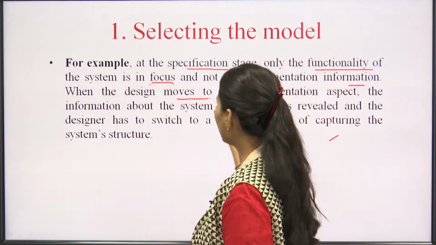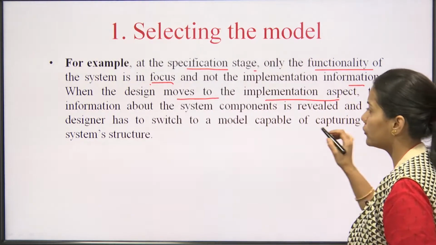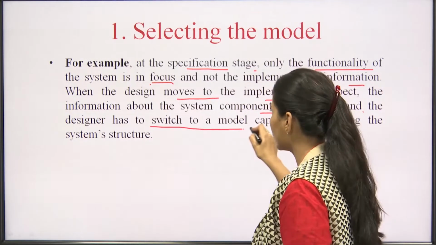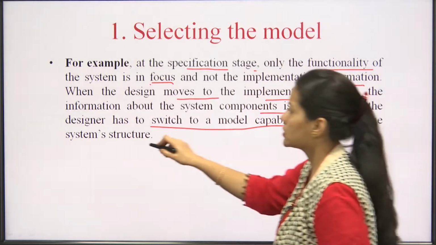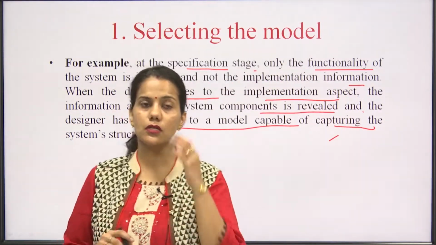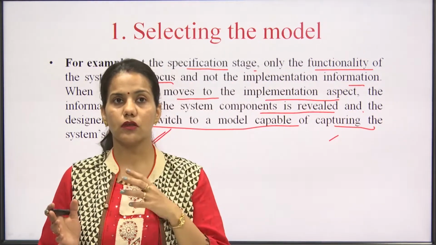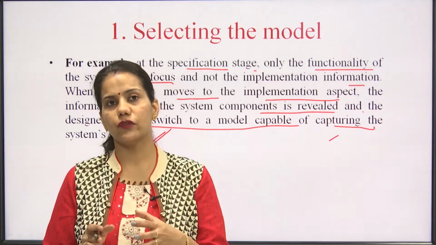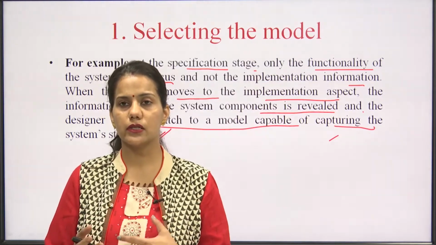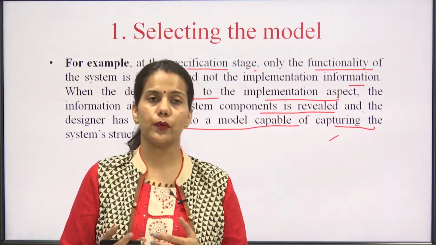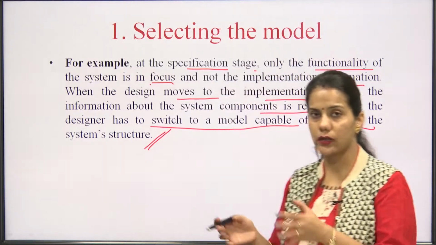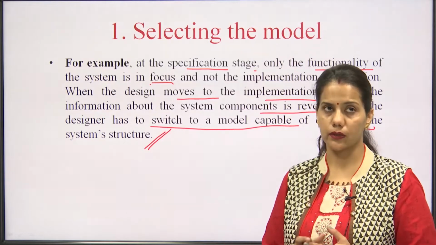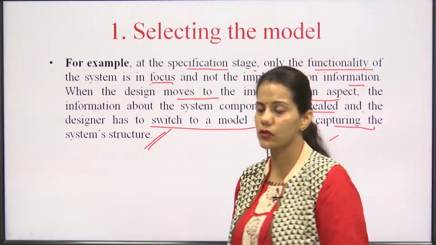So, when the design moves to the implementation aspect, the information about the system components is revealed and the designer has to switch to a model capable of capturing the system's structure. This is how the models keep on changing from one phase to another. Initially we were very comfortable with one model, but at the later stage, when we go to the implementation part, we understand that this model is not appropriate for our application and we need to switch to another one. This is how switching between the models can take place.